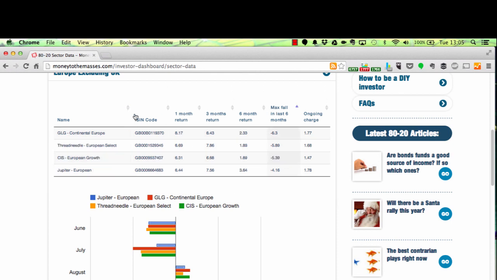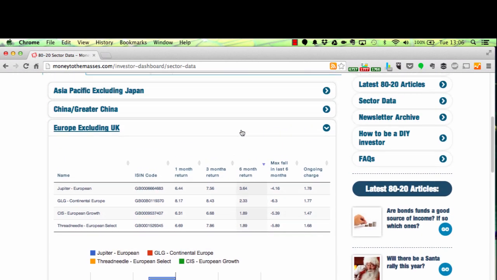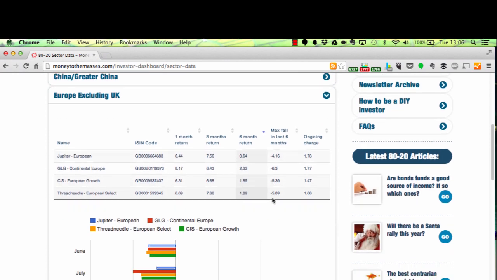You can see I'm ranking it now by the lowest drawdown, and that backs up what I've just seen in that chart below. Jupiter European has had the least downside in the last 6 months, but great momentum. Even over the 6 months return, it's still been one of the top performers. So to me, I'll be looking at that thinking, Jupiter European has got momentum, it's got plenty of upside, but it's also got a bit of downside protection compared to one or two of the others.